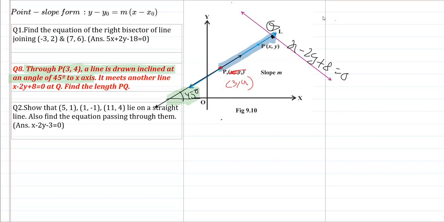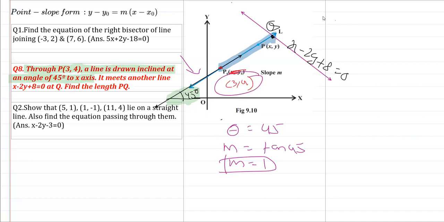Let's say what we know here: theta, the angle of inclination, is 45 degrees. So clearly the slope of this line is tan 45, which is equal to 1. So we know the slope of this line. Further, we know one of its points, so we can find the equation of this line.